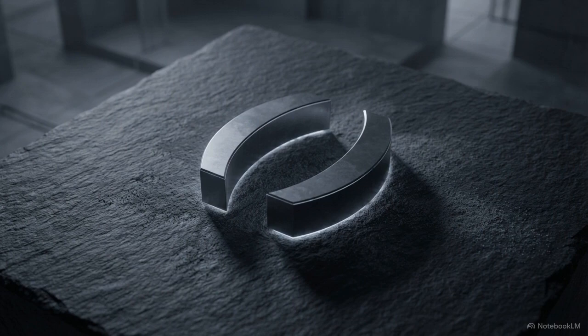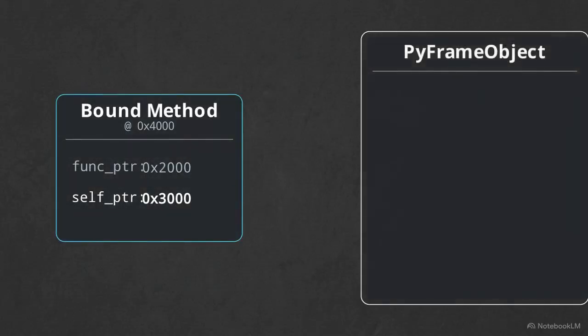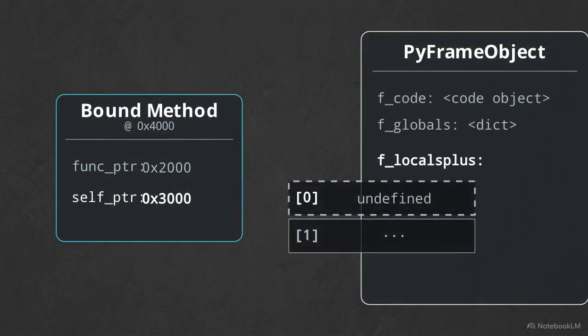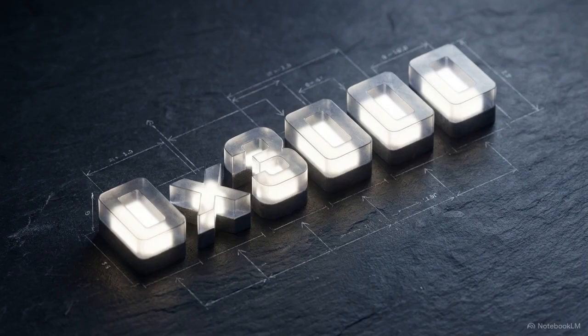When we add the parentheses to the call, we move from preparation to execution. This triggers a PyFrame object, a C-level structure holding the state for the call. Inside is a local slot, f_locals+0, currently undefined. To map arguments into this new frame, the self pointer, address 0x3000, is copied and routed directly into that first local slot. This is the exact microsecond when self is created.